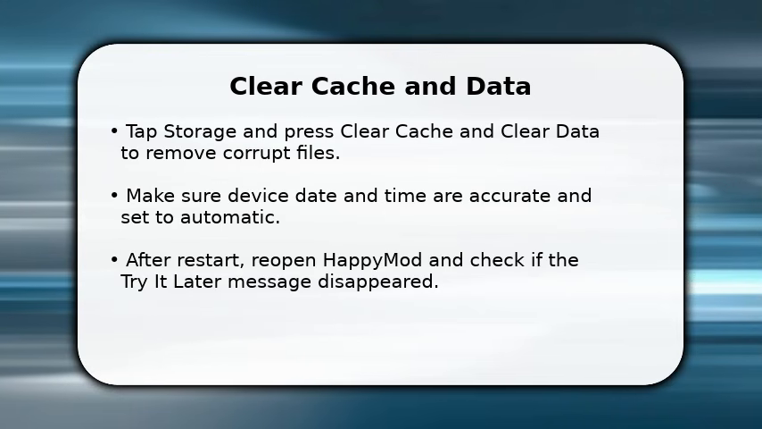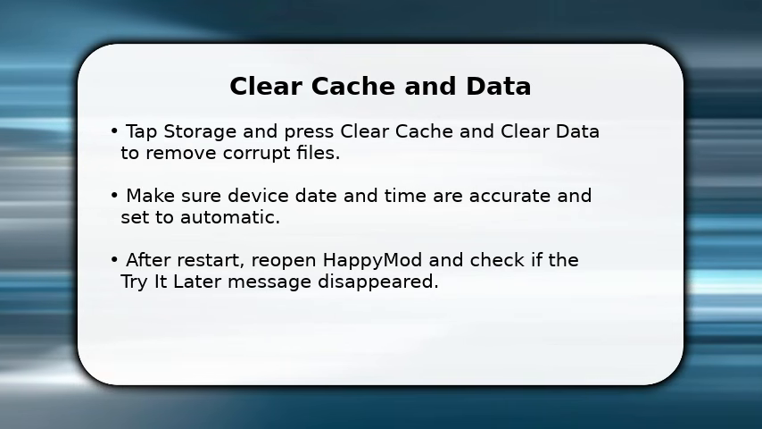Start by closing Happymod completely from your recent apps list now. Open Settings and go to Apps, then select Happymod from the list. Tap Storage and press Clear Cache and Clear Data to remove corrupt files. Restart your phone after clearing to ensure changes take effect.